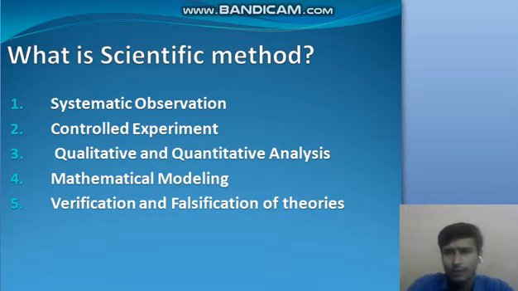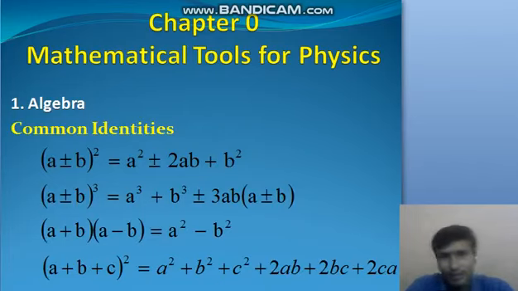So mathematics is very important for the study of physics and chemistry, right? To derive the laws of physics and chemistry, we need to use maths, right? So math is very important for physics and chemistry. We consider physics the king of the sciences, but maths is the queen of the sciences, right? So first of all, we start with our chapter 0, mathematical tools for physics.